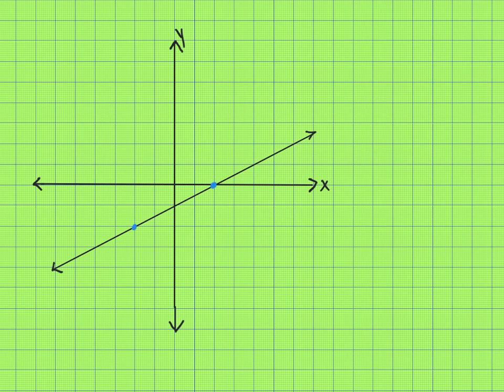So we just look from left to right and see what it's doing going to the right. To the right, it's going up. So that means that the slope is positive.